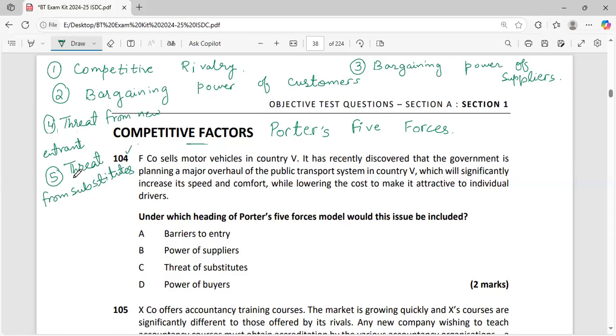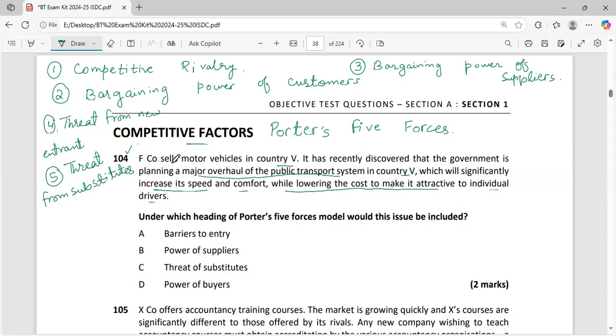Now we start the MCQ. F company sells motor vehicles in country V. It has recently discovered that the government is planning a major overhaul of the public transport system in country V, which will significantly increase its speed and comfort while lowering the cost to make it attractive to individual drivers. Under which heading of the Porter 5 forces would this issue be included?